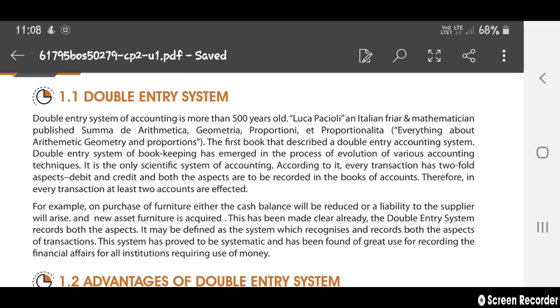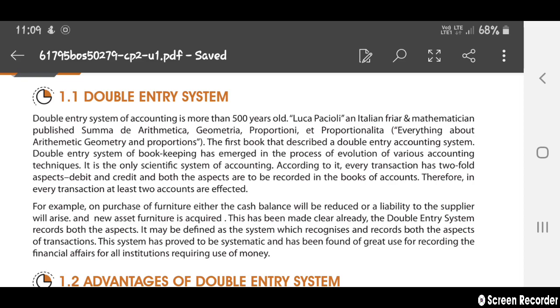According to this double entry system, every transaction has twofold aspects, debit and credit. Sometimes there may be both, or sometimes there is one debit and one credit. They are recorded in the books of accounting, and therefore in every transaction at least two accounts are affected.